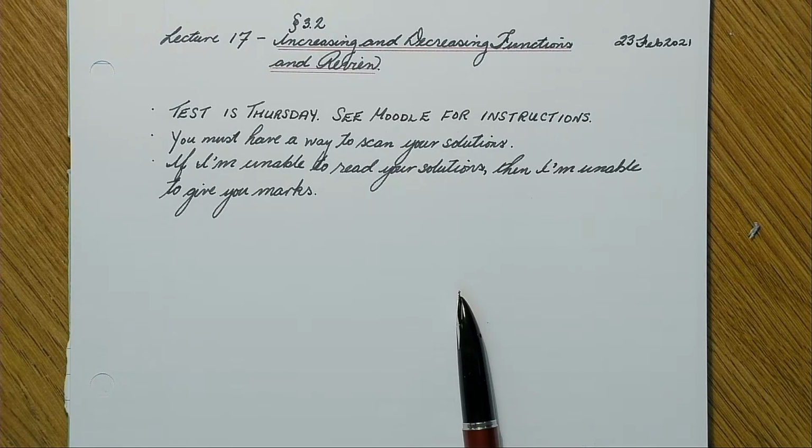And in today's lecture, we're going to cover section 3.2, increasing and decreasing functions. This is in the textbook and we'll do a little bit of review.